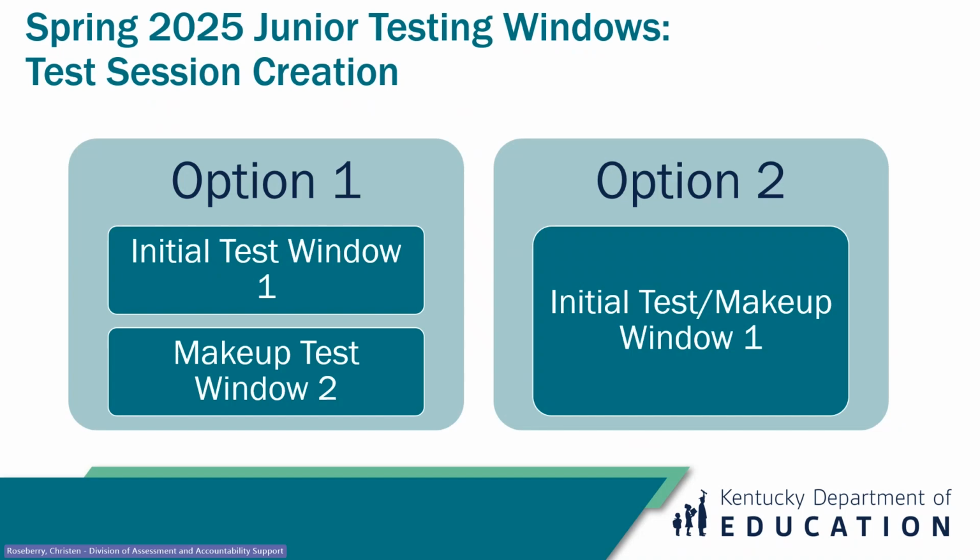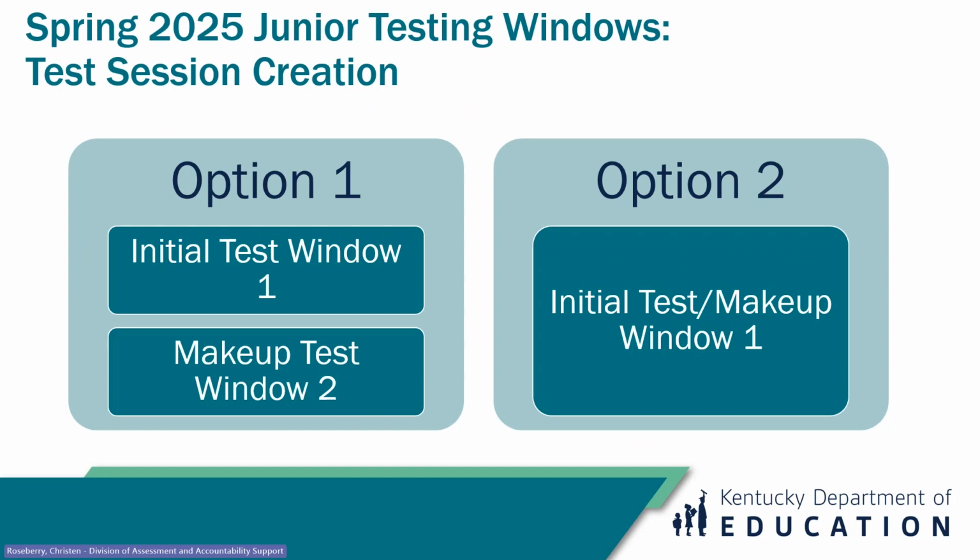KDE expects that test window 1 will serve as the initial testing window, while test window 2 is the makeup window. For effective test administration, schools will establish test sessions for window 1 from February 10th to March 21st and create test sessions for window 2 from March 19th to April the 4th.